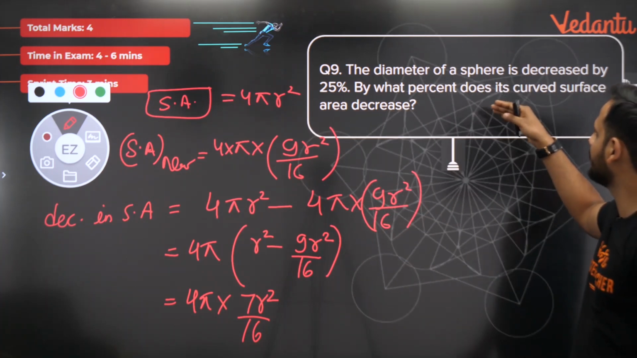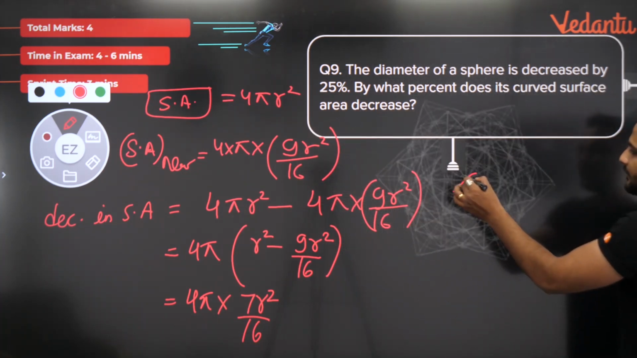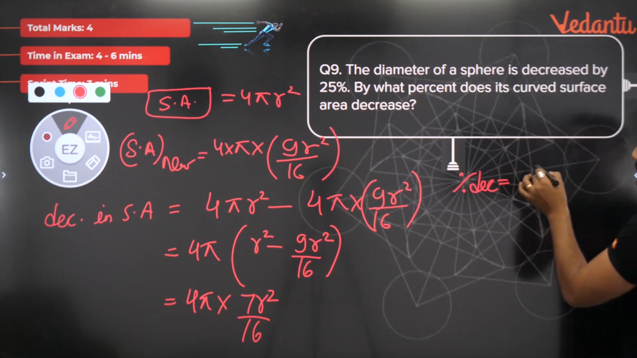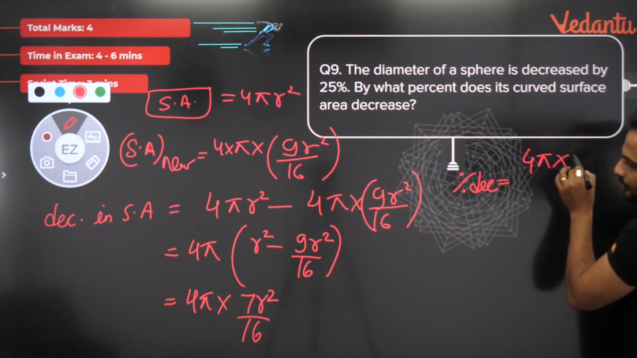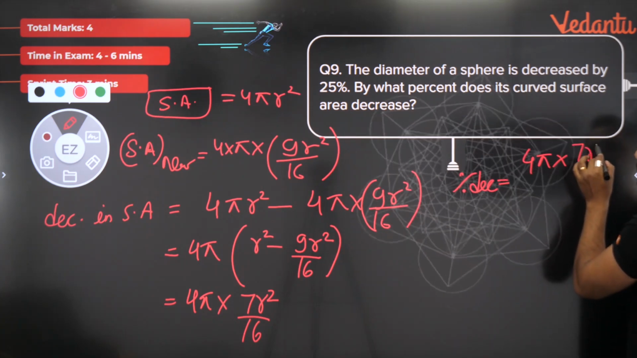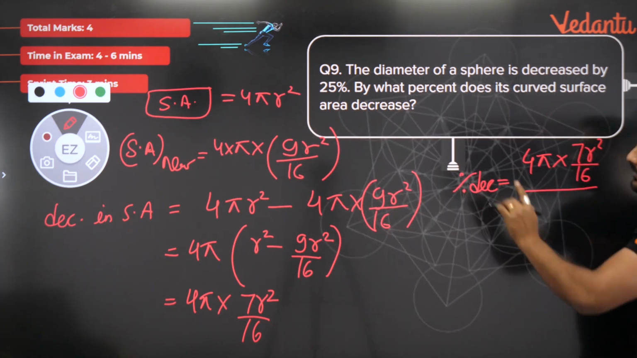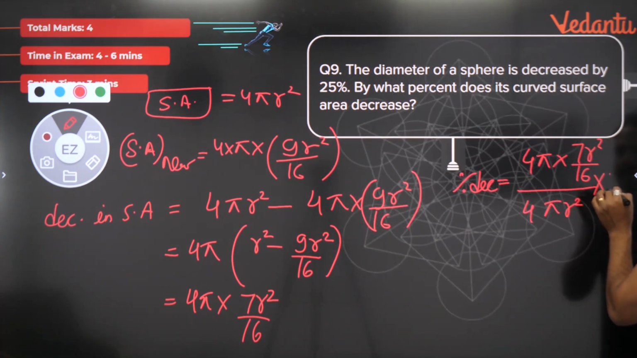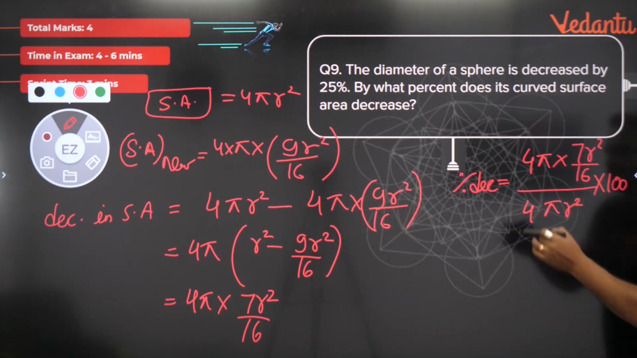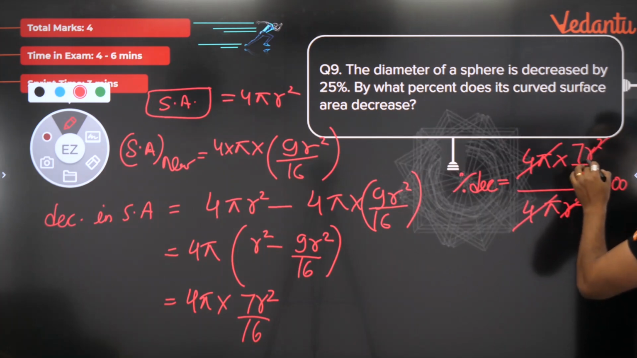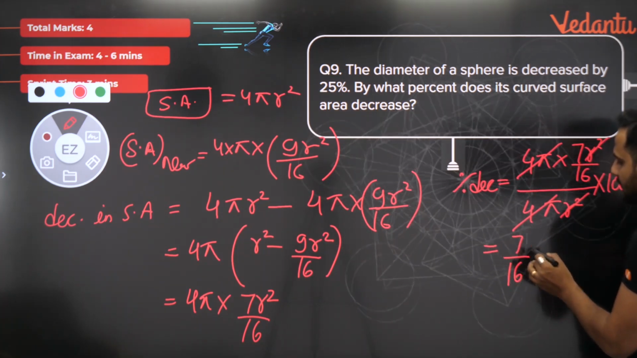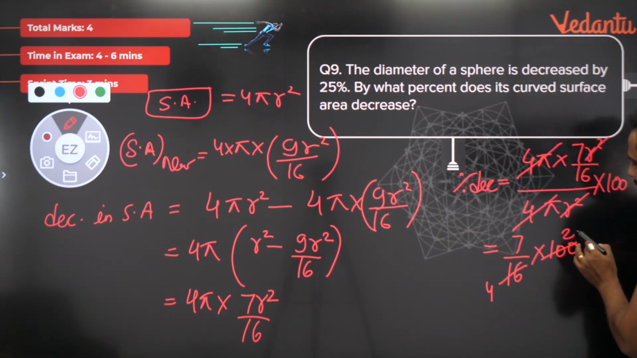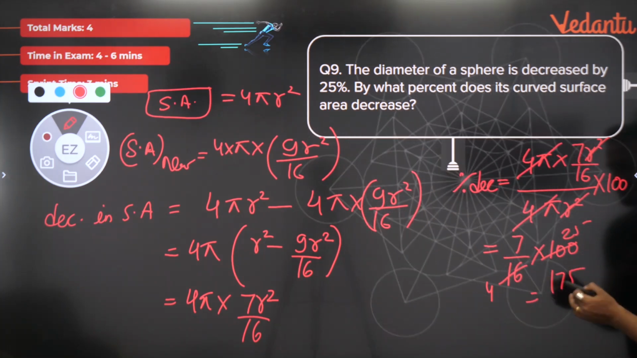We want to find out the percentage decrease. The percentage decrease formula is always whatever is the actual amount of decrease. How much is the decrease? The decrease is 4 pi into 7r square by 16, divided by the original surface area. The original surface area is 4 pi r square, multiplied with 100. Now see, 4 pi to 4 pi got cancelled, r square to r square got cancelled. So we are left with 7 by 16 into 100. Correct? 4 4s are 4, 25s are 25, into 7 is 175 by 4.